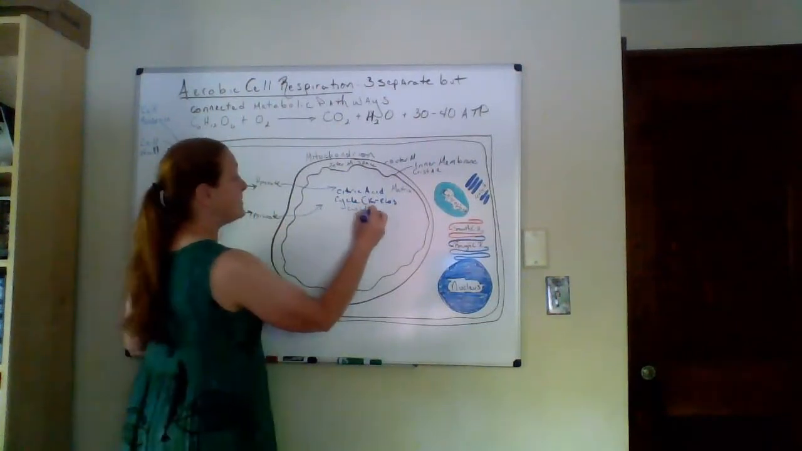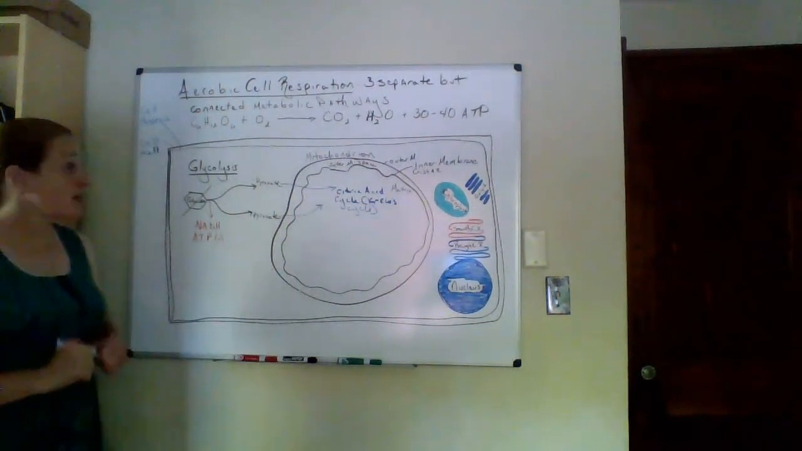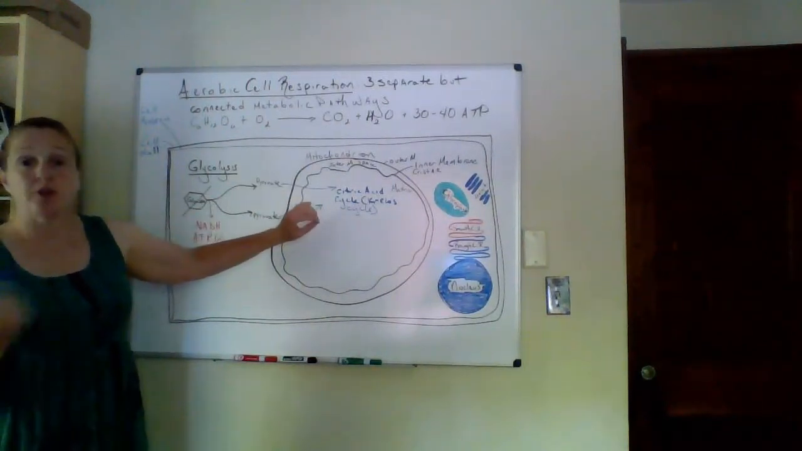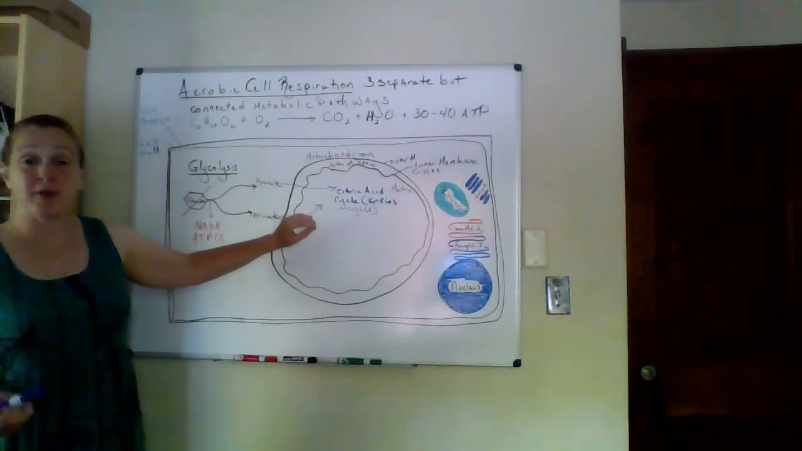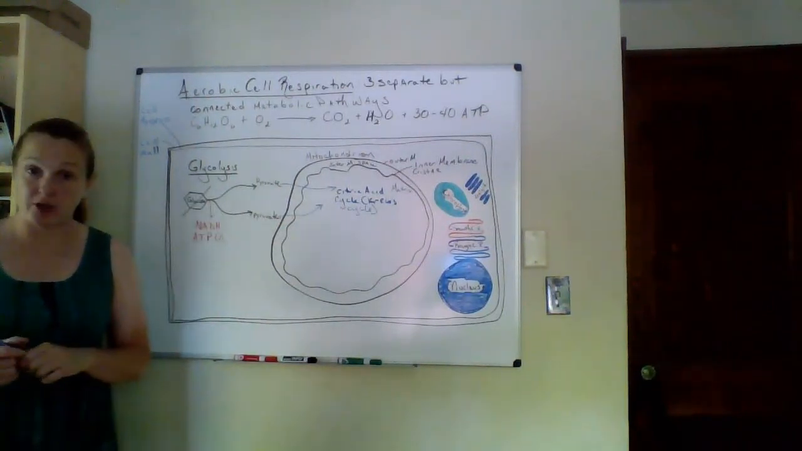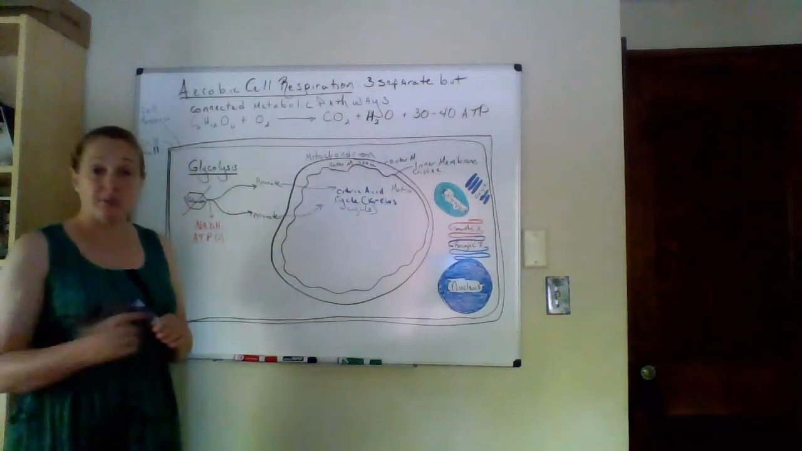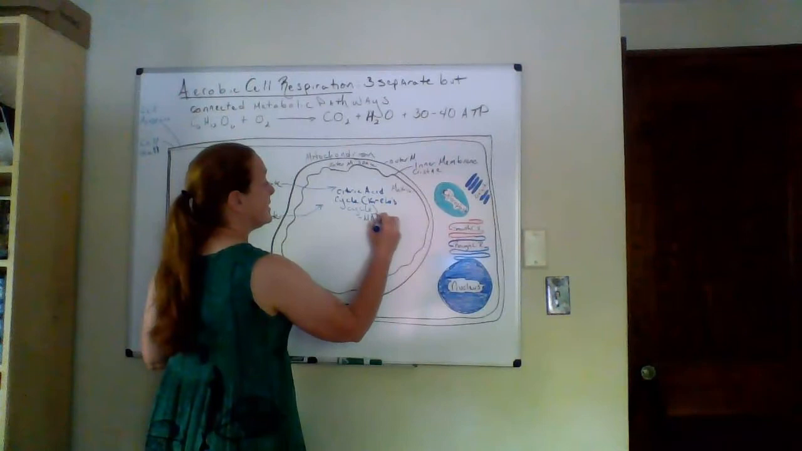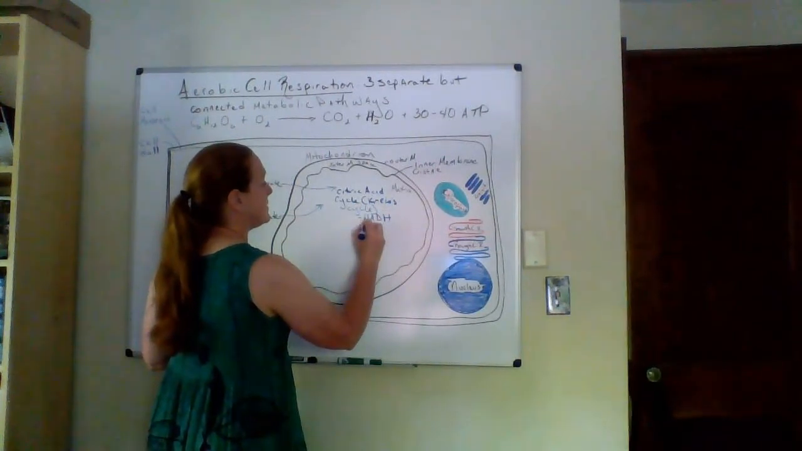Now what's going to happen with our citric acid cycle, or our Krebs cycle, is enzymes are going to grab a hold of pyruvate. They're going to strip away hydrogen. They're going to strip away electrons. They're going to continue the oxidation of our original glucose molecule. In the process of doing this, they're going to make NADH energy and FADH2 energy.